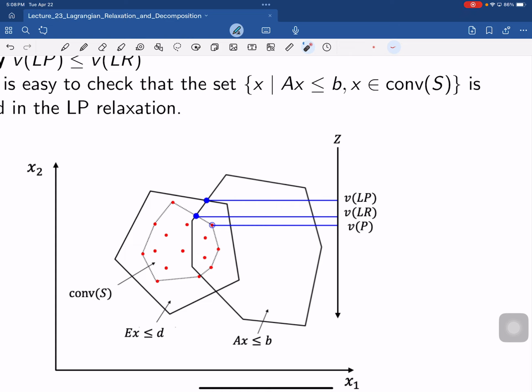Yeah, you have a question? So this is showing that the Lagrangian relaxation is a stronger relaxation than the linear programming relaxation. Yes, yes. Just want to verify that.